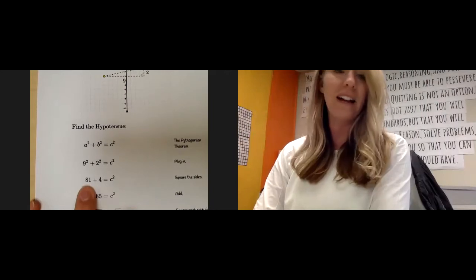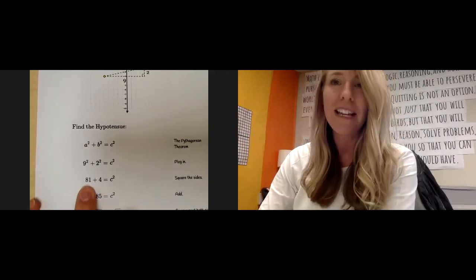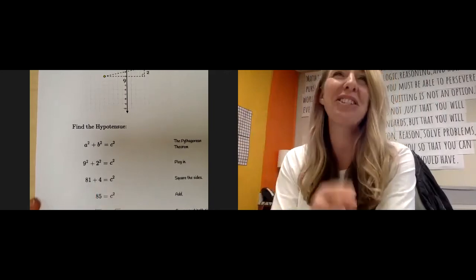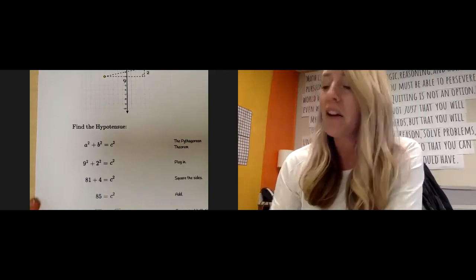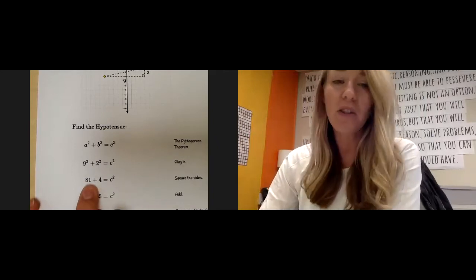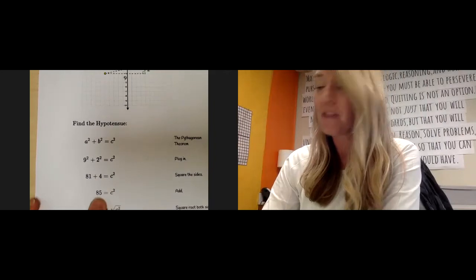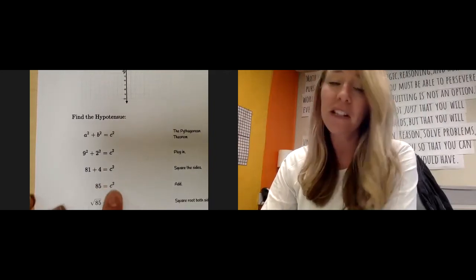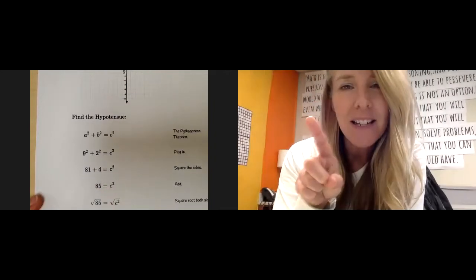9 squared is not 9 times 9. Sorry, it is 9 times 9. It's not 9 times 2. I'm tired. Okay, 9 times 9 is 81. 2 times 2 is 4. Combine those puppies, you get 85. And 85 equals c squared, not c.